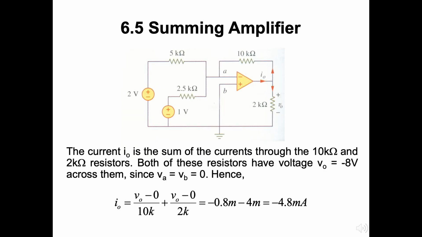The current IO is the sum of the currents through the 10,000 ohm and 20,000 ohm resistors. Both of these resistors have voltage VO equals 8 volts across them, since VA equals VB equals 0. Hence, the output current can be calculated by using Ohm's law at the 10,000 ohm and the 20,000 ohm resistors. The output current now is minus 4.8 milliamperes.